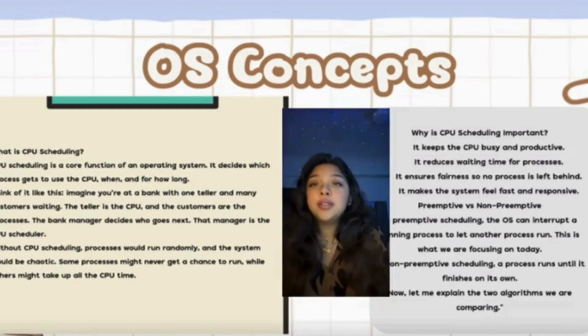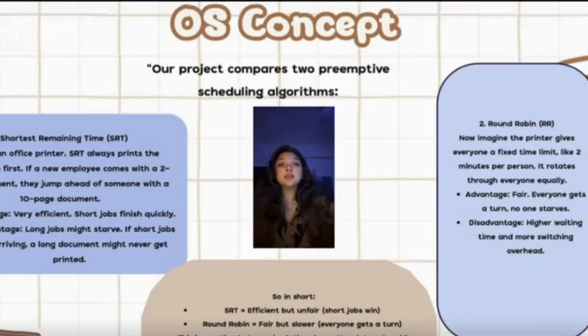Here is another term: preemptive versus non-preemptive. Preemptive means the OS can interrupt a running process. Non-preemptive means the process runs until it finishes. We are focusing on preemptive scheduling today.